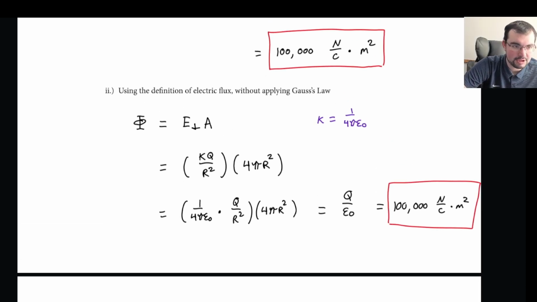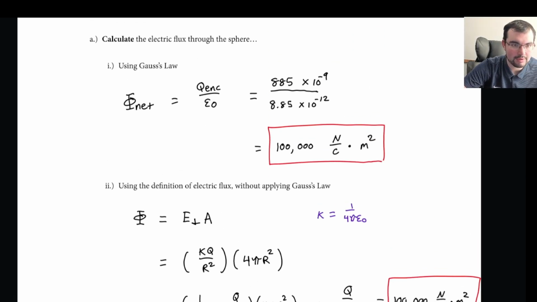So again, that's just some intuition. I could have just plugged in numbers. I could have plugged in 9 times 10 to the ninth times 8.85 times 10 to the negative ninth divided by 0.1 squared times the sphere area. Could have done that, but I just wanted to show you these are equivalent.